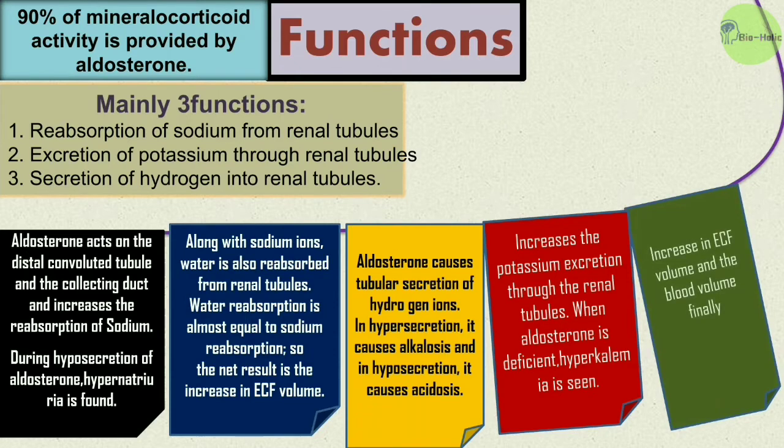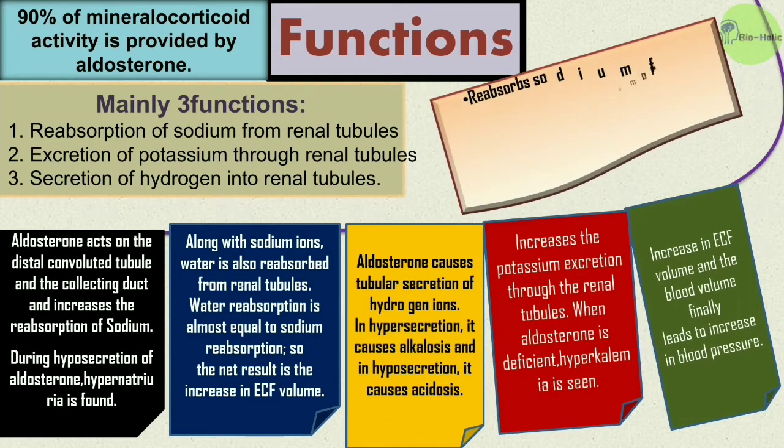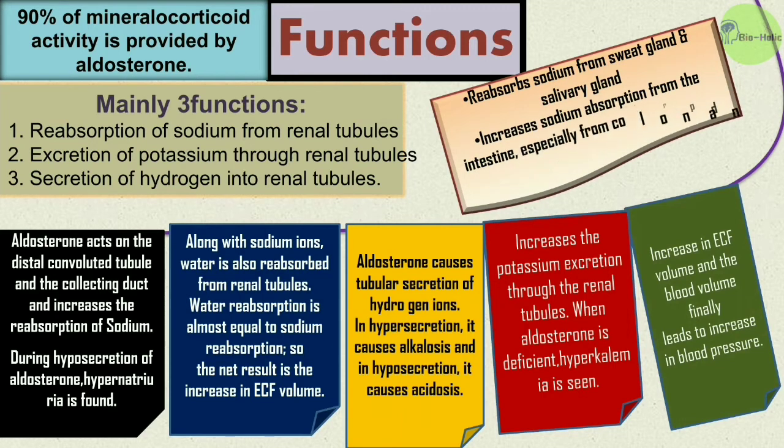Next, aldosterone also increases the ECF volume and the blood volume finally. That may ultimately lead to increase in blood pressure. And moreover, aldosterone reabsorbs sodium from sweat gland and salivary gland. It also increases sodium absorption from the intestine, especially from colon, and prevents loss of sodium through feces. Okay?